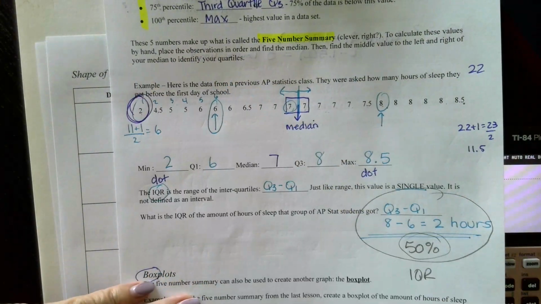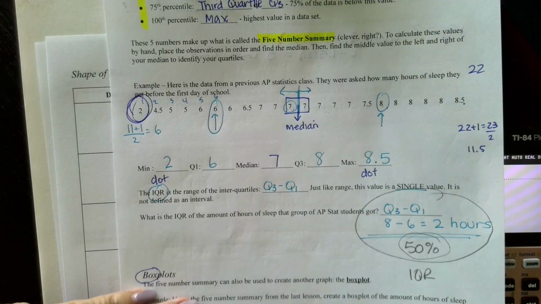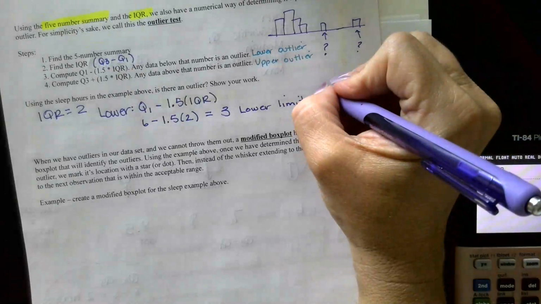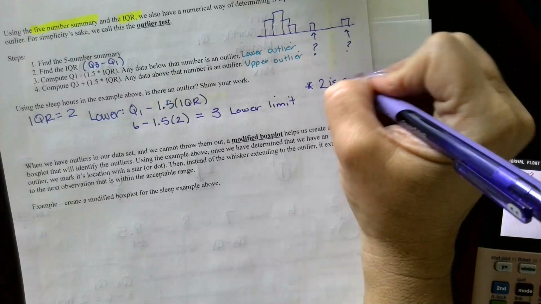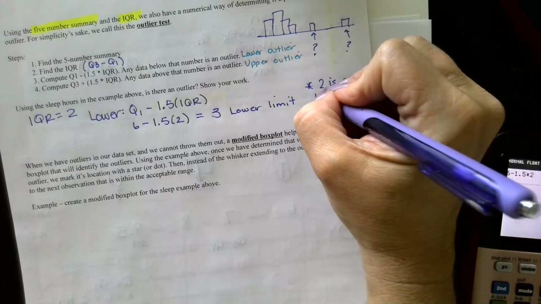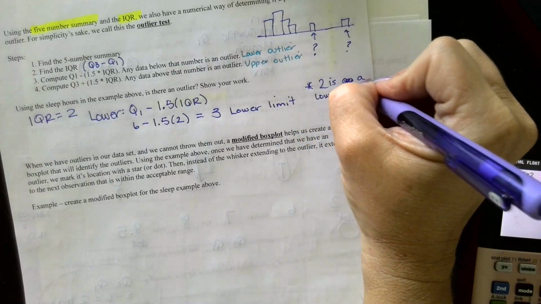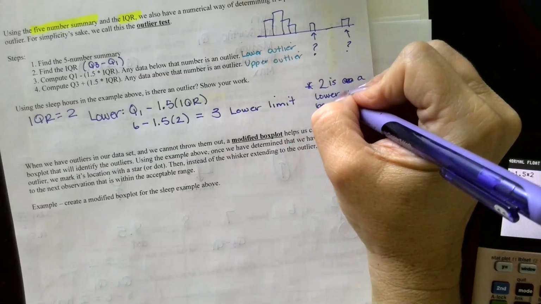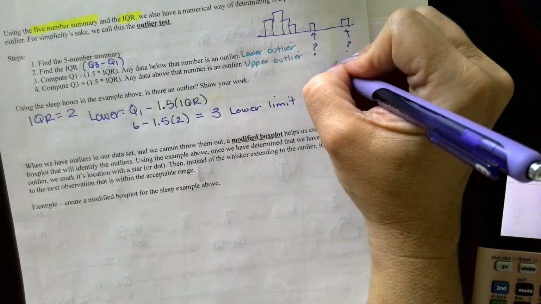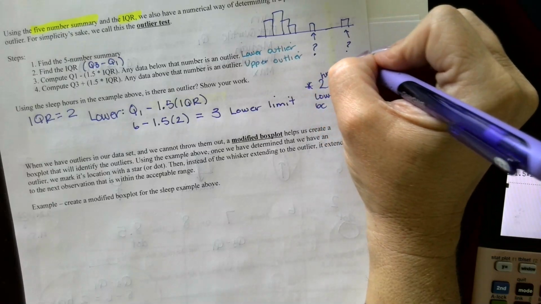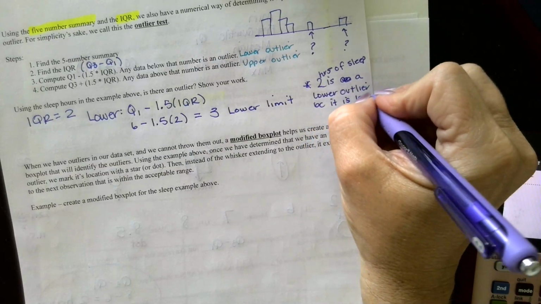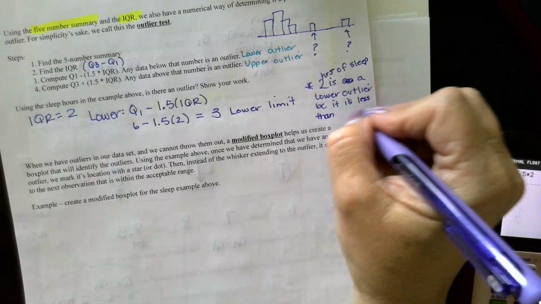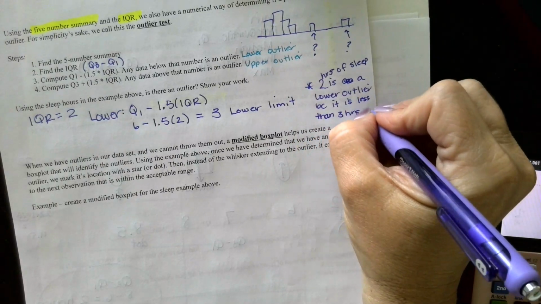If I look back at my data here, I have this number 2. So 2 falls below 3. So I can say here that 2 would be a lower outlier. And I should say 2 hours of sleep, there's my context. 2 hours of sleep is a lower outlier because it is less than, remember, less than, greater than, those are super important, less than 3 hours of sleep.